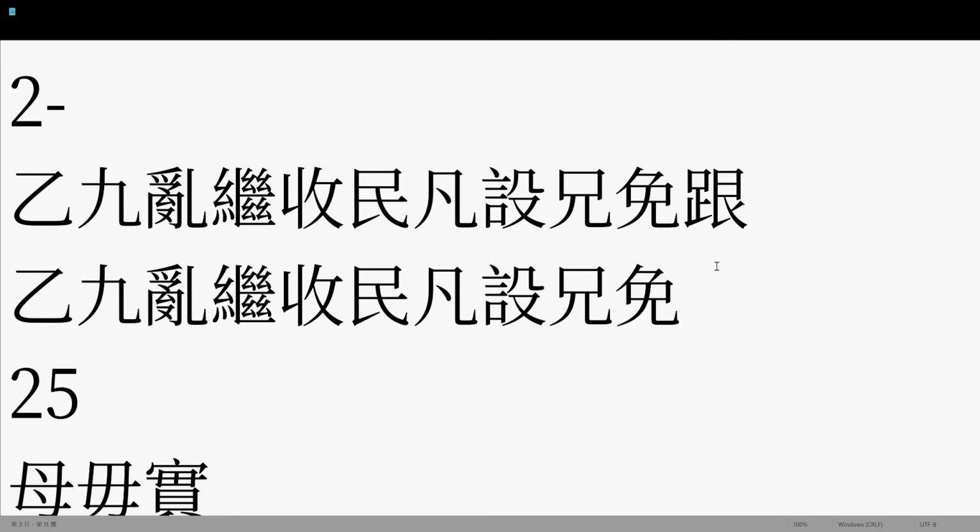Okay, and the next one is exceptions. This radical on the left hand side is not following the rules. We have some exceptions, so you have to memorize. Okay, so if you would like to type the left hand side this radical, we press 2 middle.